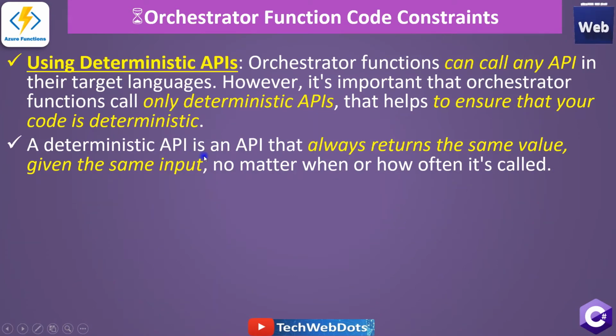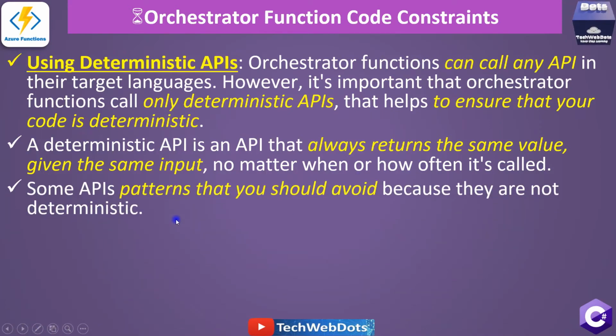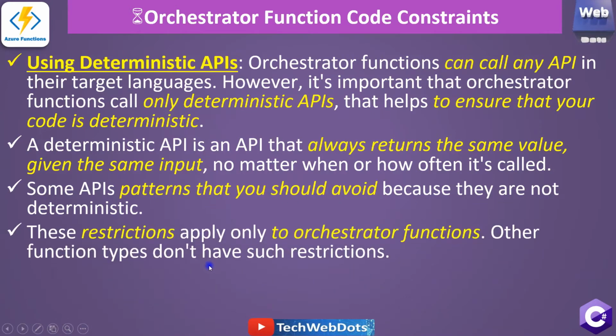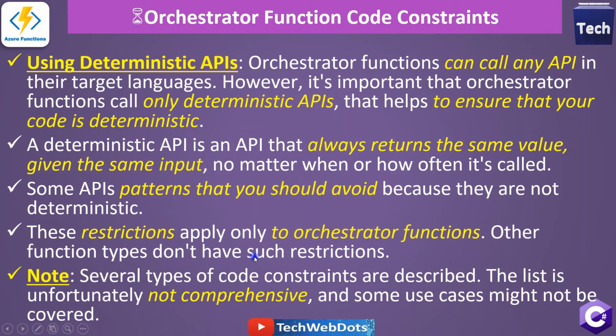A deterministic API is an API that always returns the same value with the same given input, no matter when or how often it is called. There are some API patterns that you should avoid because they are not deterministic. Okay, these restrictions apply only to orchestrator functions. They are not applicable to entity or activity functions. Other function types don't have such restrictions.